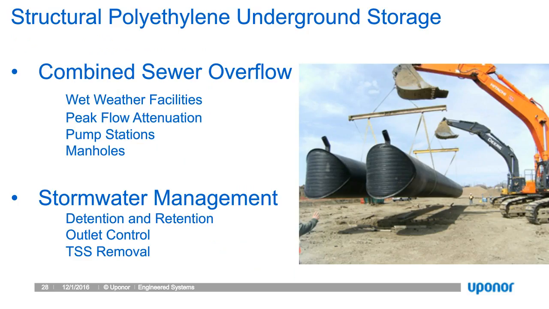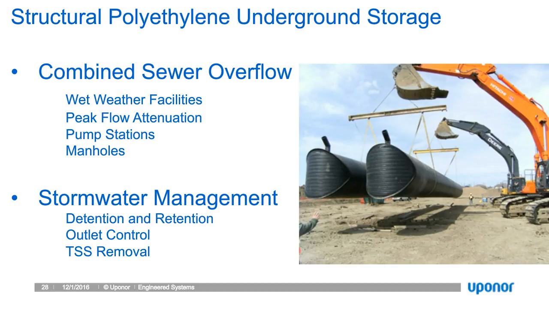But basically, wheelite and wheelite modular rectangular units can be utilized to provide solutions for combined sewer overflow, wet weather facilities, peak flow attenuation, vertical pump stations, and manhole applications. And as Grant mentioned, the material's resistance to hydrogen sulfide, pH, deterioration, and corrosion makes it an ideal solution for wastewater applications and combined sewer overflow projects.